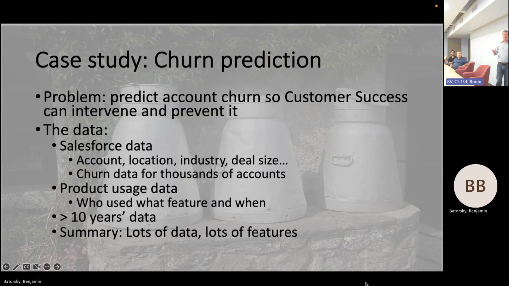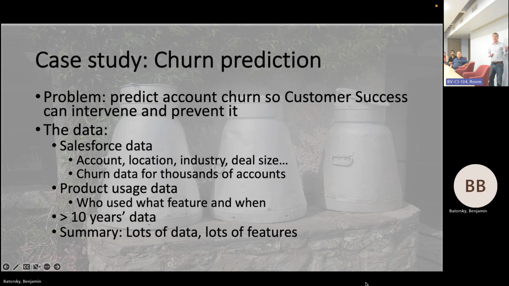Okay. First of our case studies is churn prediction. And if you don't know what churn is, typically for a SaaS company, it's when customers leave. And for a SaaS company, churn is a huge problem. There are targets. If you want to go public, you have to meet them, blah, blah, blah. In this case, the customer success department needed to reduce churn. They wanted to intervene and prevent it. So they came along to the data science department just before I got involved with them, and they asked for a model to be built.